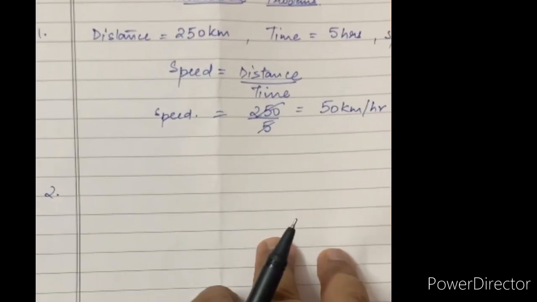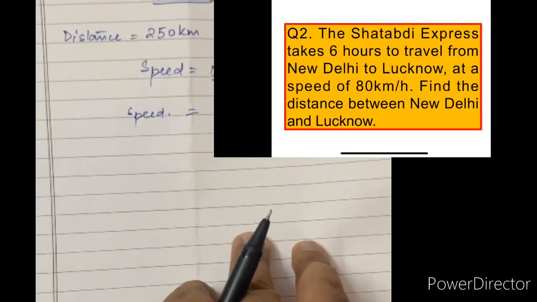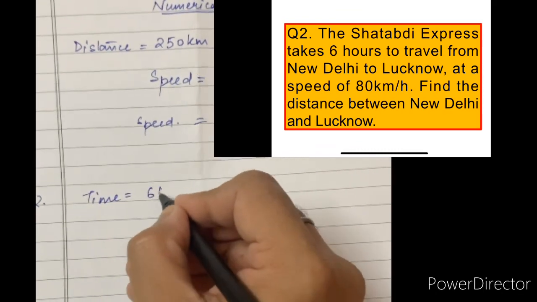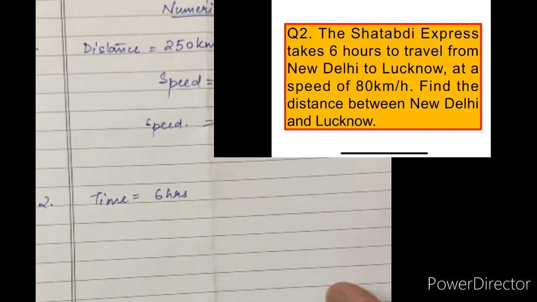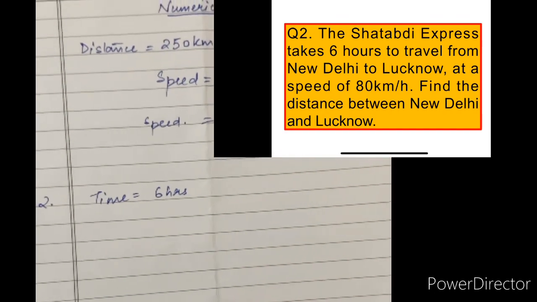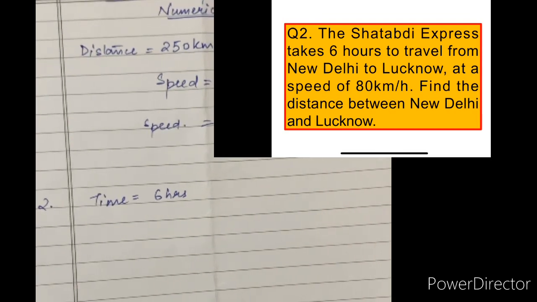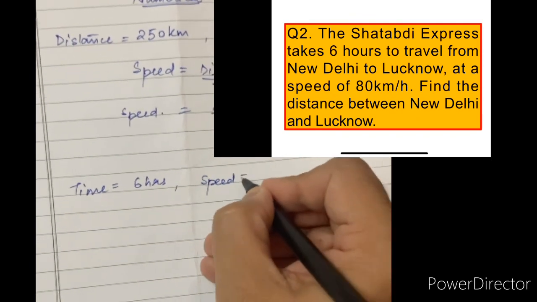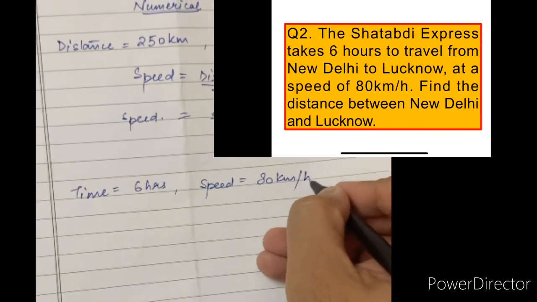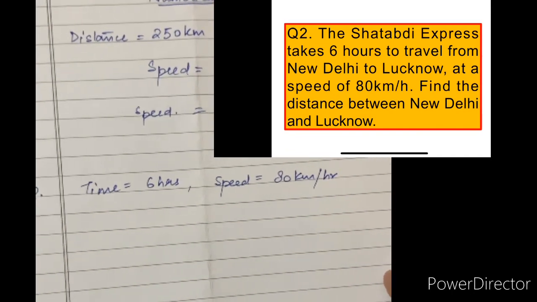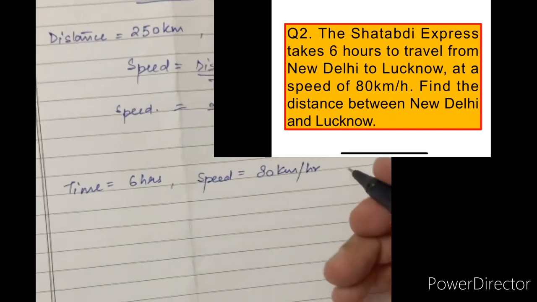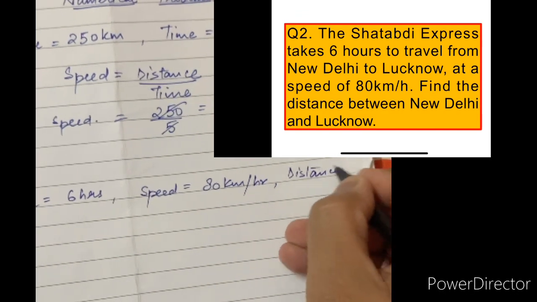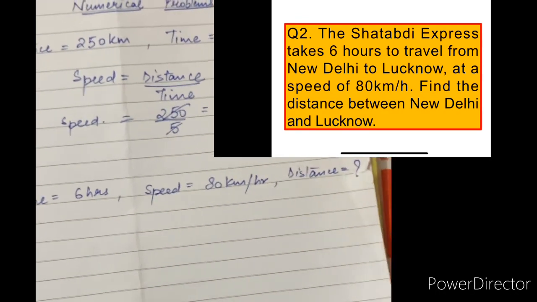Now I am going to read this question. The Shatabdi Express takes 6 hours. Now time is given, 6 hours, to travel from New Delhi to Lucknow at a speed of 80 km per hour. Here speed is 80 km per hour. Find the distance between New Delhi and Lucknow. So here we have to find the distance between New Delhi and Lucknow.